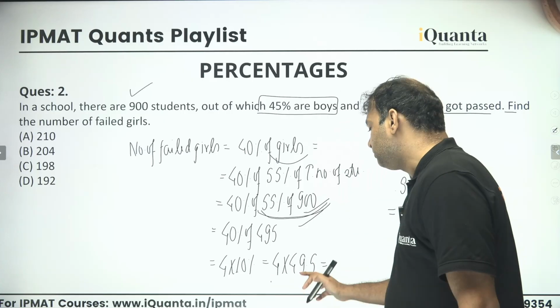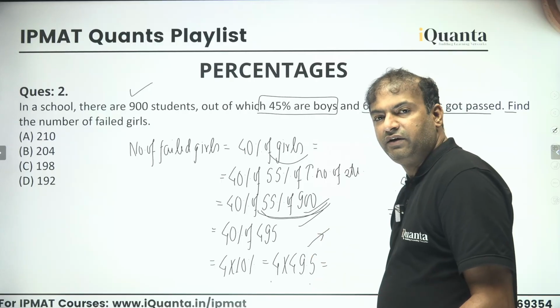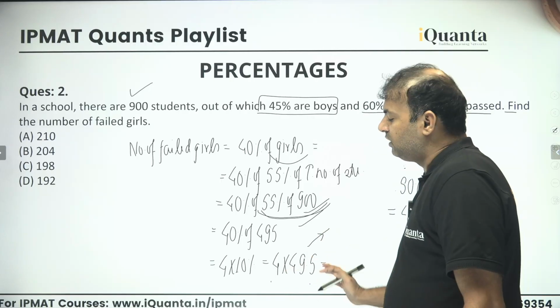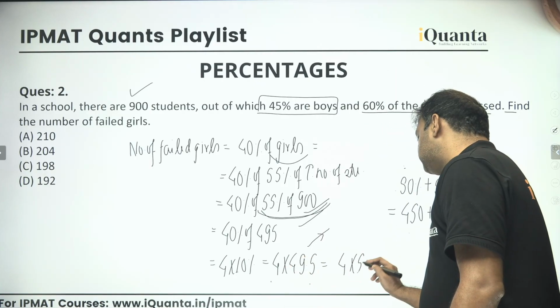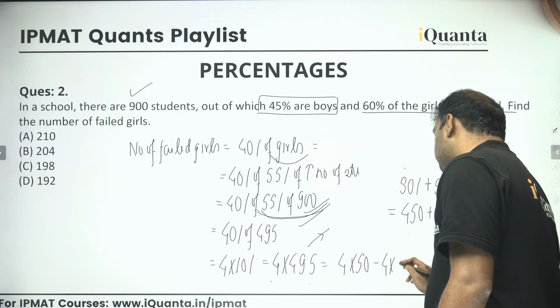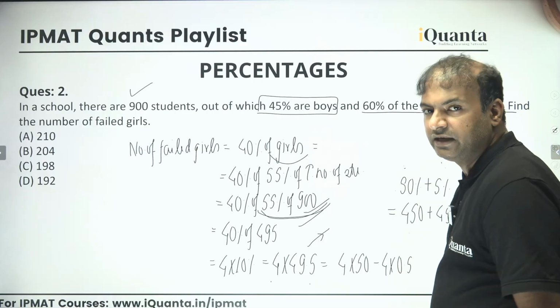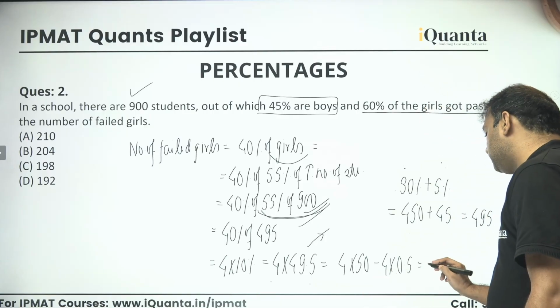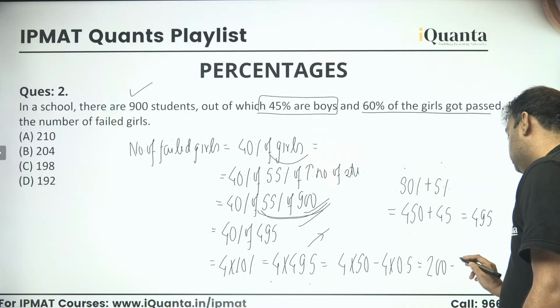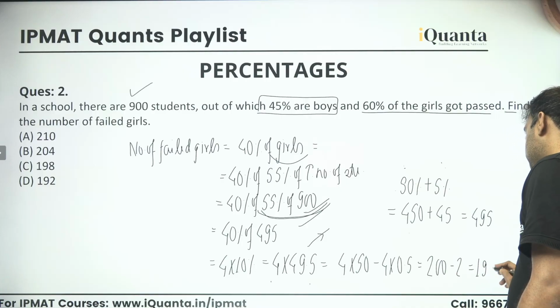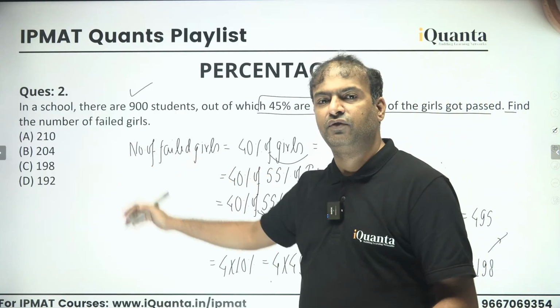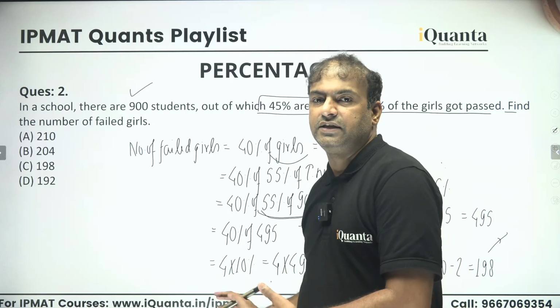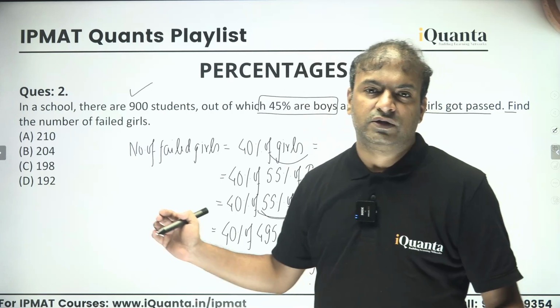Now guys, 49.5 we can say is 50 minus 0.5. So 50 minus 0.5, into 4, is 4 into 50 minus 4 into 0.5, to do the calculation quickly. Now 4 into 50 is 200 and this is 2, which means 198. So finally the answer to the question is 198, which is the number of failed girls. So this is how we solve question number 2.